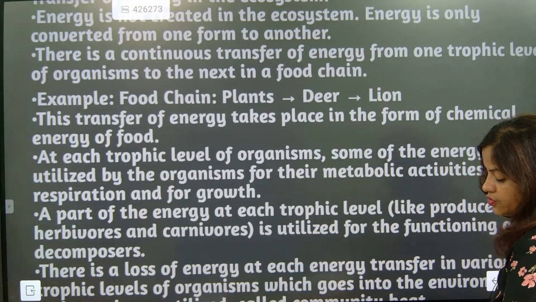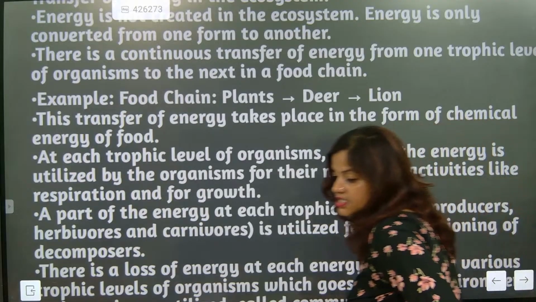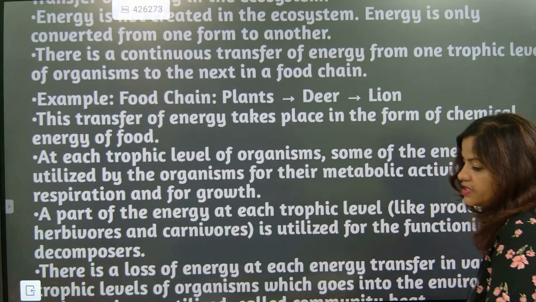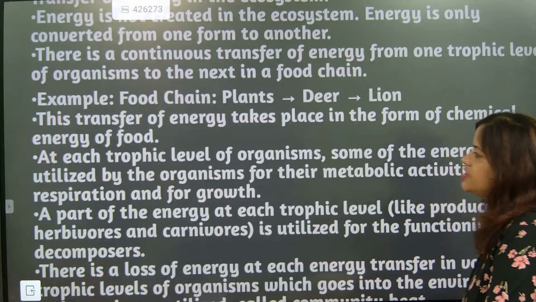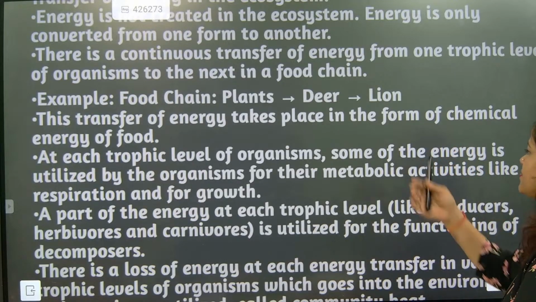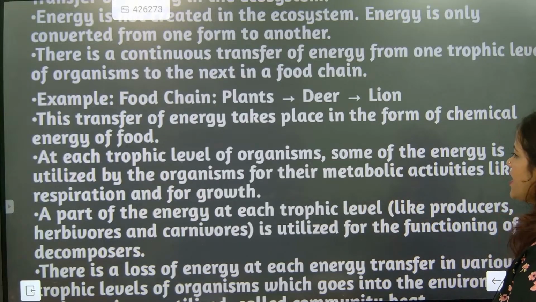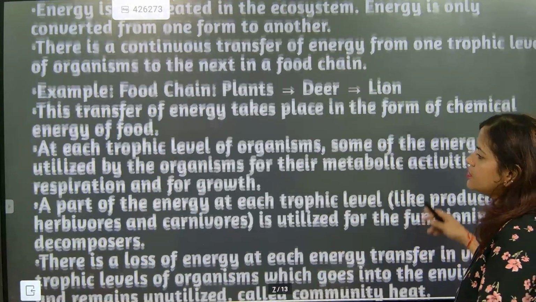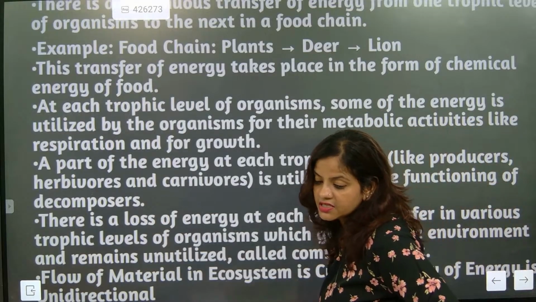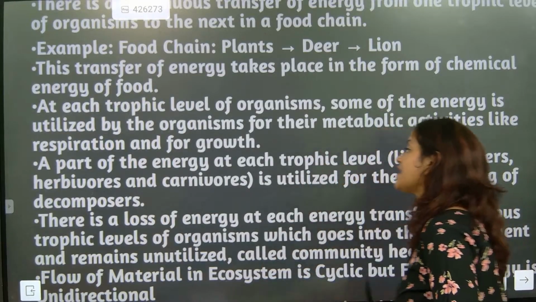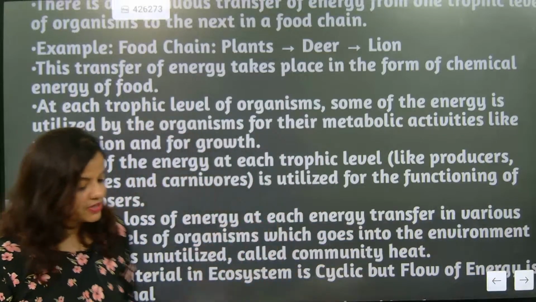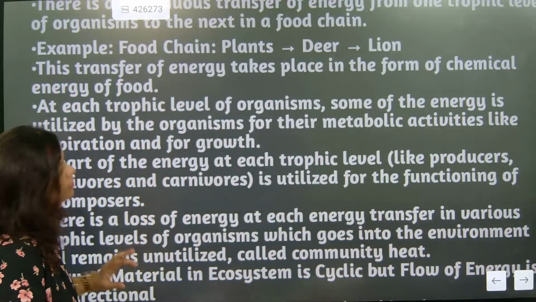Beta, in the food chain, how is it transferred? It is transferred as chemical energy. Okay, we must remember this one. So at each trophic level of organism, some of the energy is utilized by the organism for their metabolic activities like respiration and for their growth. But the rest part is exactly the 10%. That's what I discussed now. The 10% will be transferred and 90% will be utilized by the body. This is the most important thing.